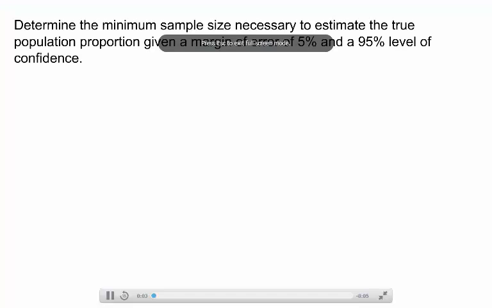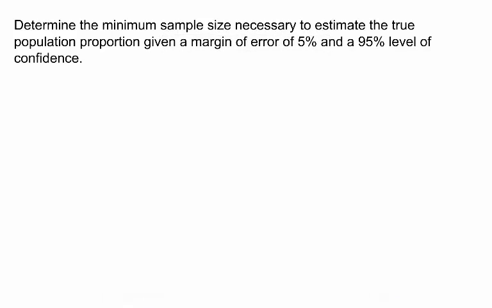In this video, you're going to learn how to determine the minimum sample size necessary to estimate a true population proportion given a margin of error and confidence level. For our example, we'll use a margin of error of 5% and a 95% level of confidence.